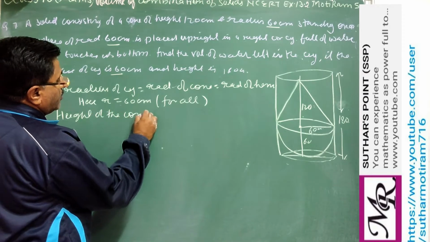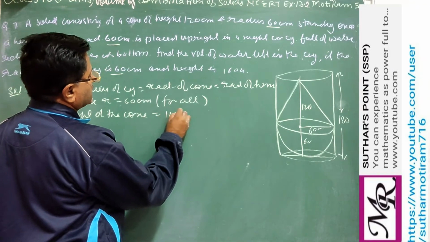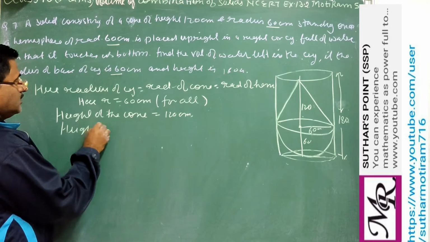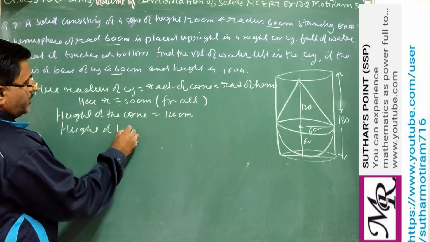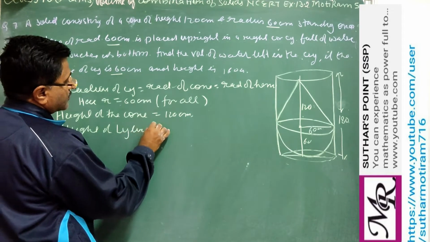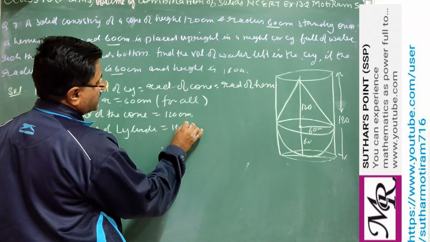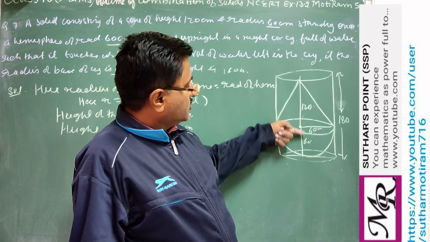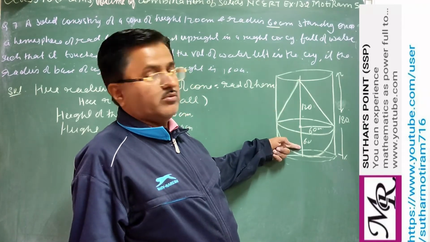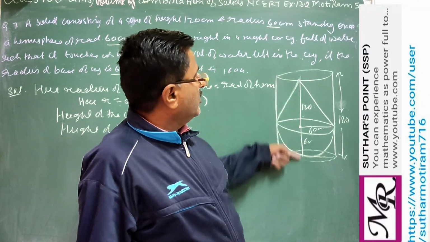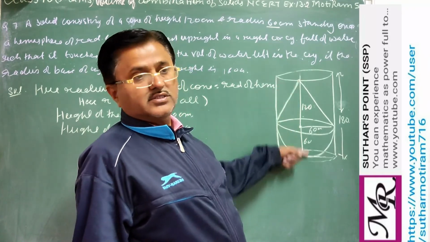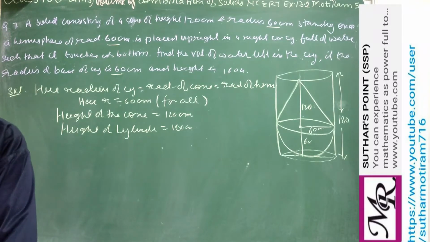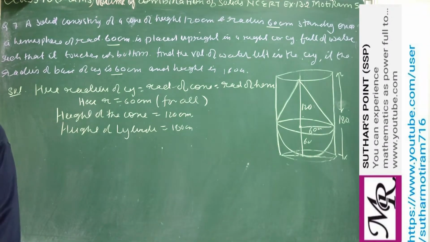Now height of the cone, that is 120 centimeter, and height of the cylinder is 180 centimeter. So you can say, dear student, here height of the cone plus radius, so 120 plus 60, that is 180. So that is equal to the height of the cylinder. Clear? So now we have to find the volume for each.